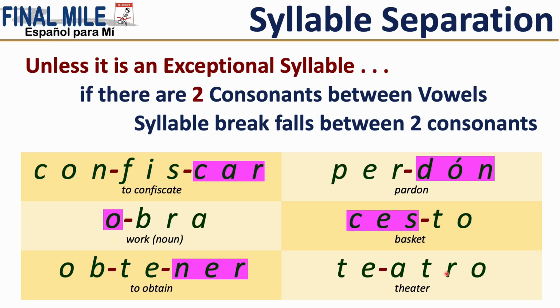Okay, we have two consonants. So normally we would separate them between the two, unless what? Unless it is an exceptional syllable. And guess what? Tro is a compound syllable. There's our R with the T. So we cannot put the break here. So we have to put the break here.